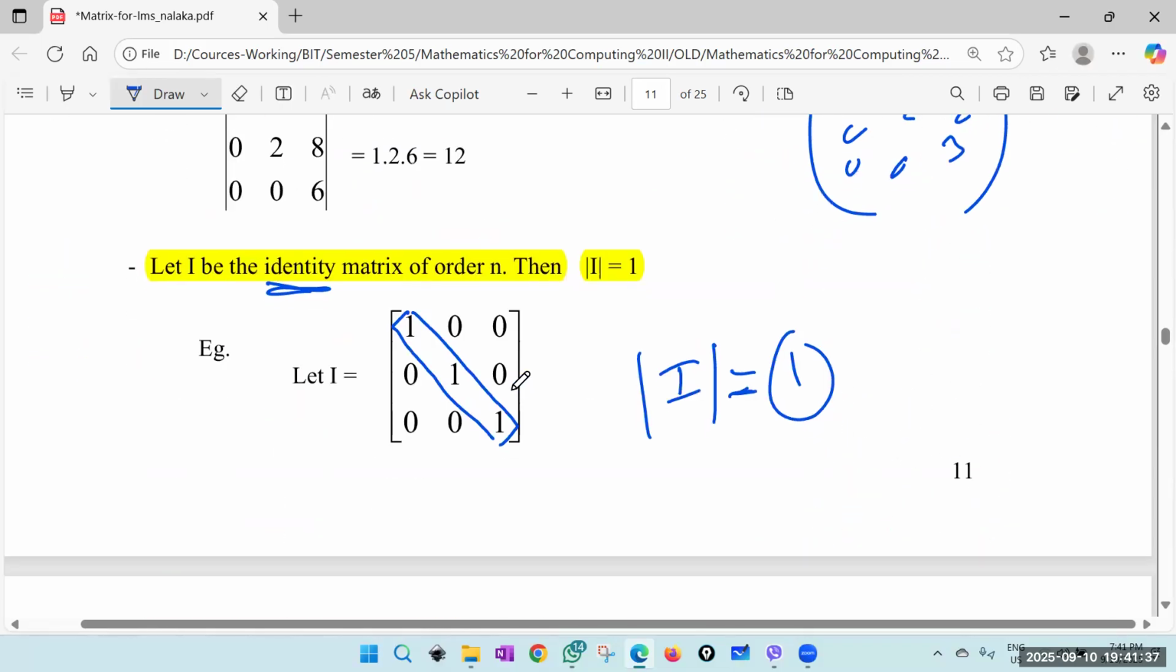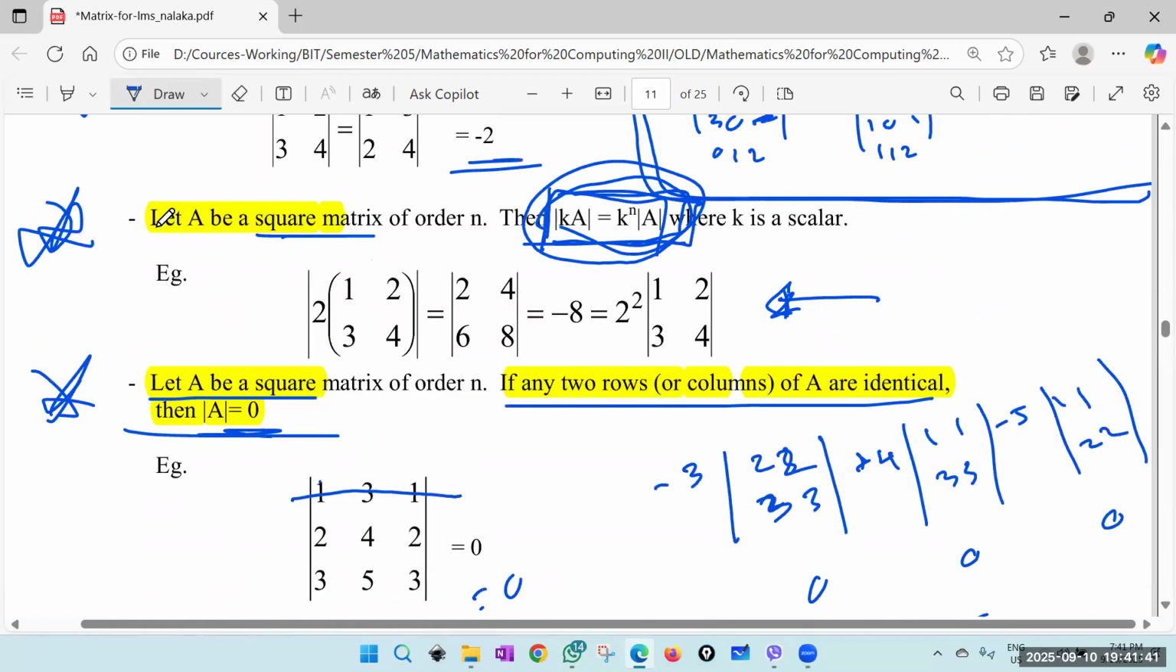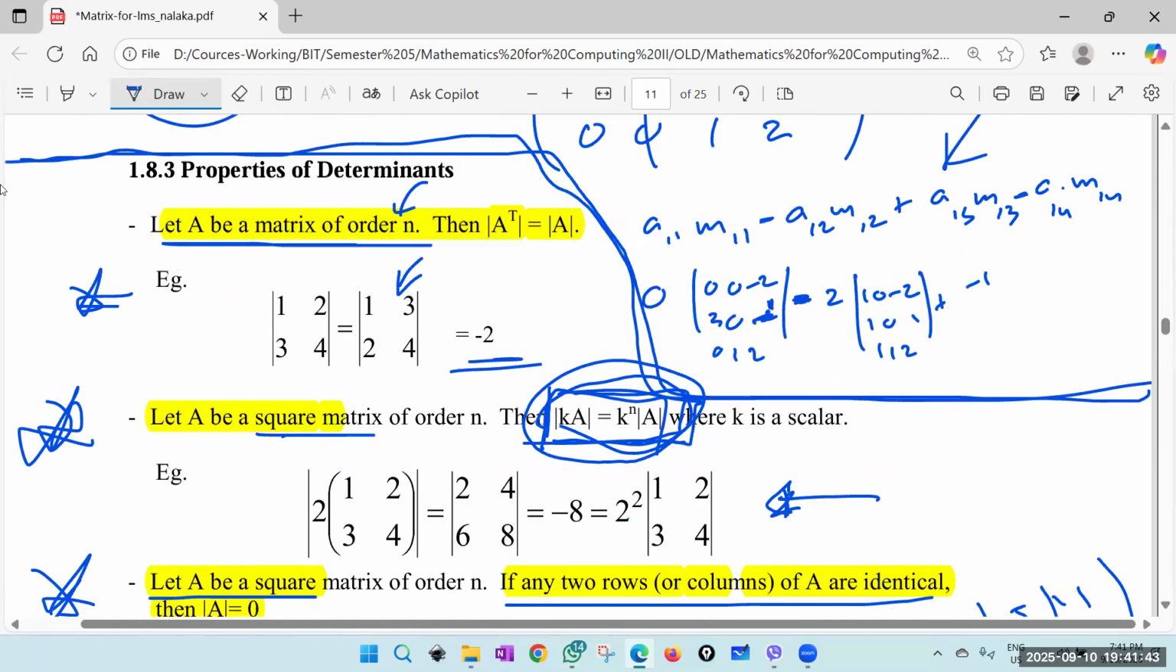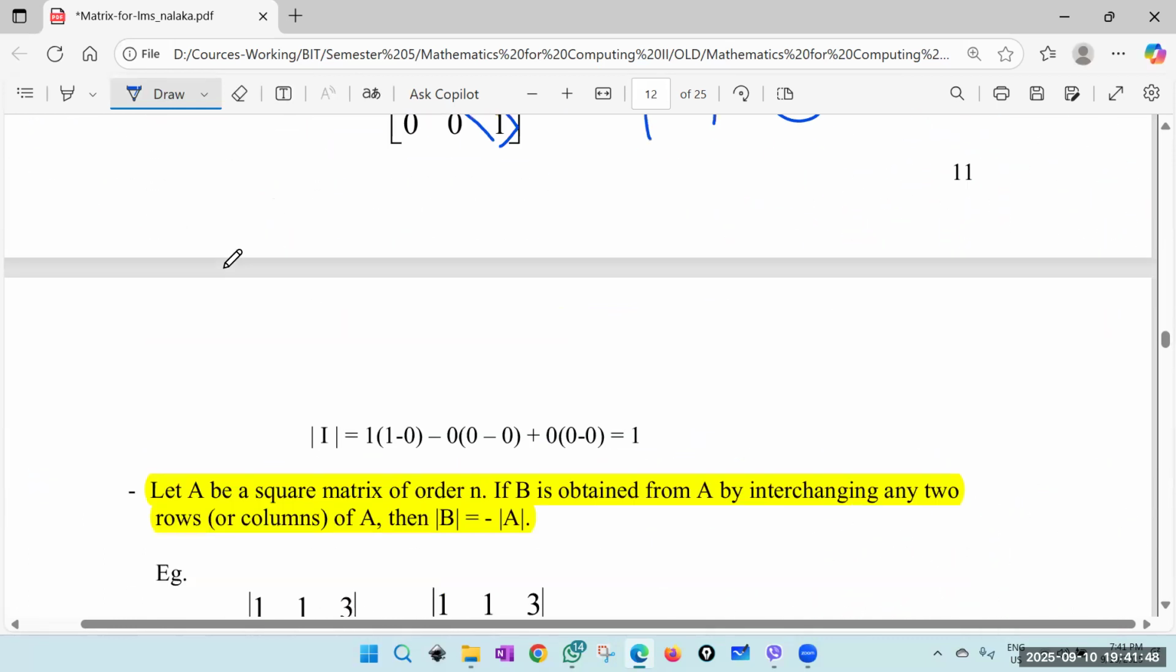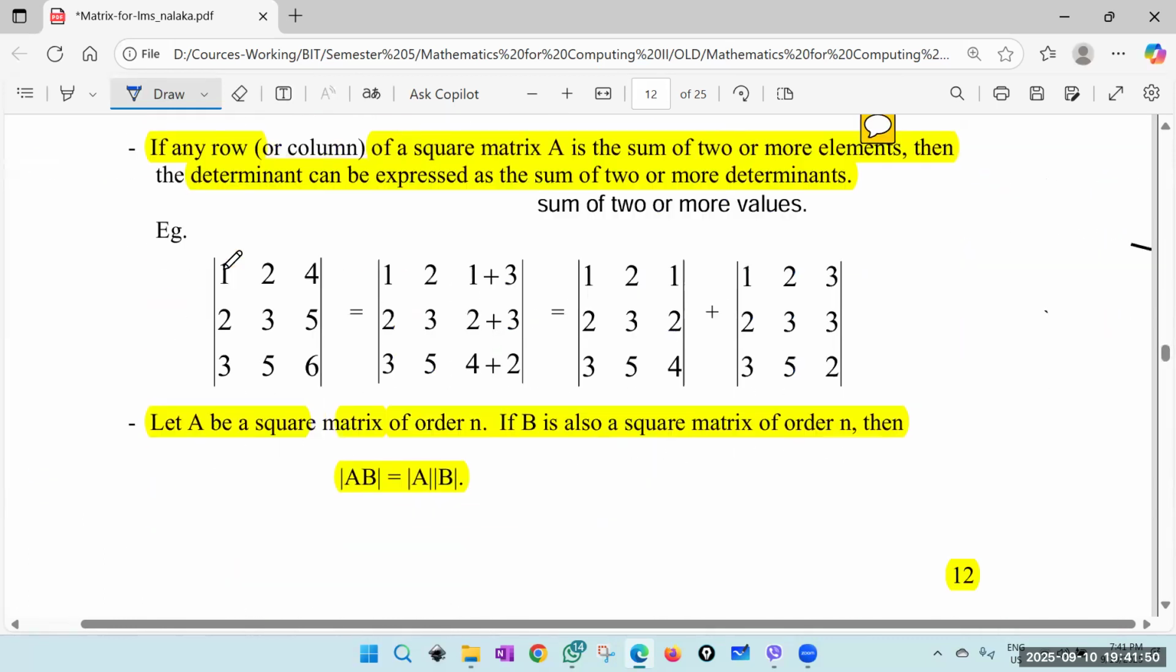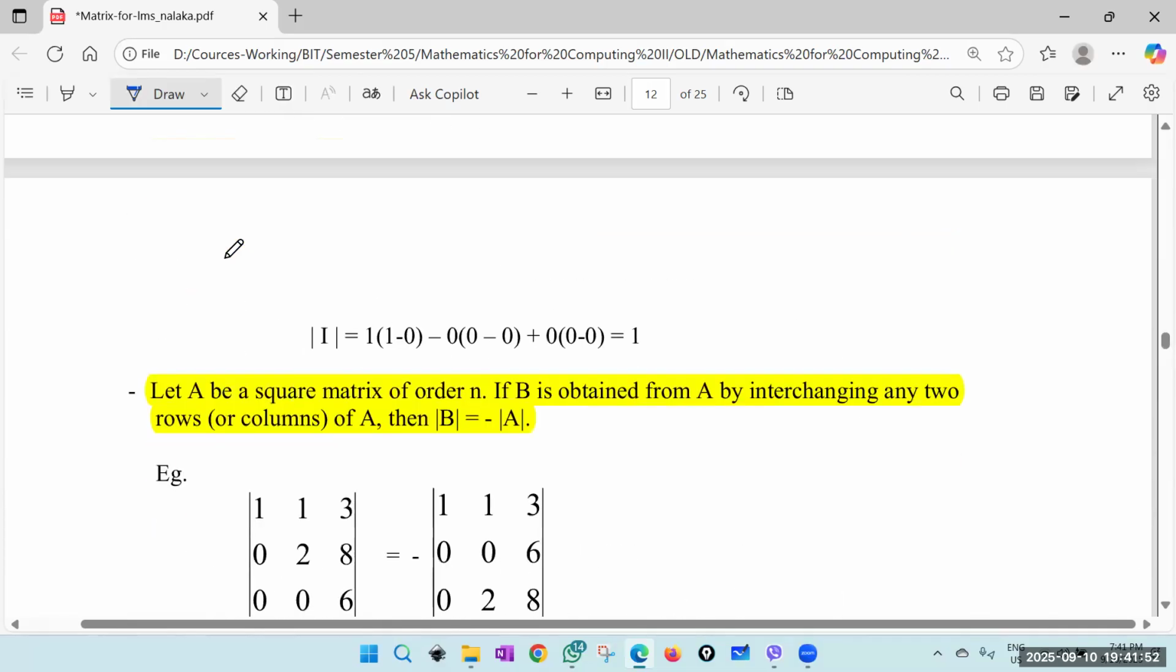So now how many properties have we discussed? I think we discussed 4 properties. No, 5 properties, right? So we have about 5 more properties, okay?